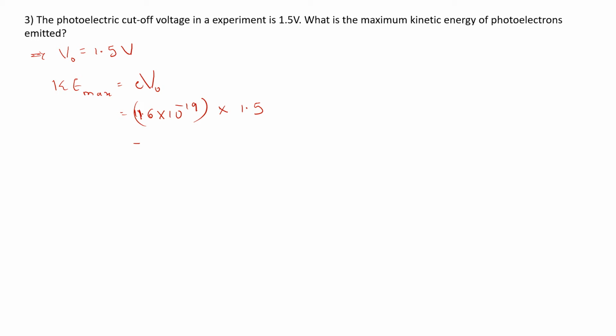If you multiply both, what do you get? That is 2.4 into 10 raised to minus 19 joules. Very simple question, direct question. This is about the third question. Next, the fourth question.